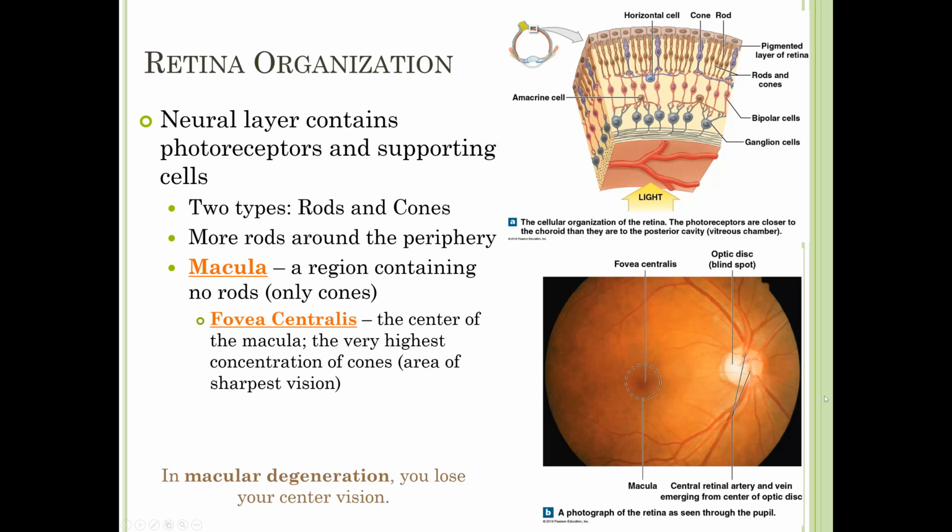And then the very center of the macula is a region called the fovea centralis. This is where you're going to find the highest concentration of cones on the entire retina, and so this is the area of your sharpest vision. The focal point that we talked about in an earlier section should fall onto the fovea centralis for your clearest and sharpest vision.